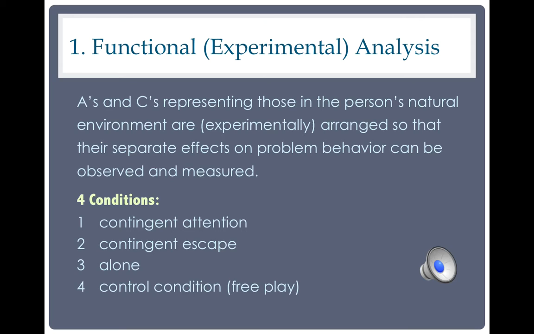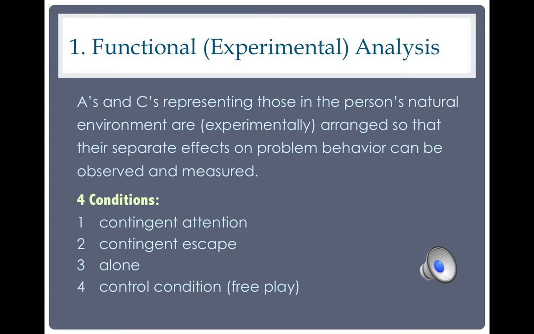In a functional analysis, antecedents and consequences representing those in the person's natural environment are arranged so that their separate effects on problem behavior can be observed and measured. This method is not conducted in the natural environment, but in a setting under complete control of the experimenter. The experimental conditions that mimic those in the natural environment are often referred to as analog conditions.